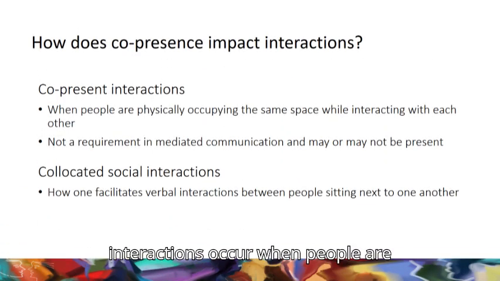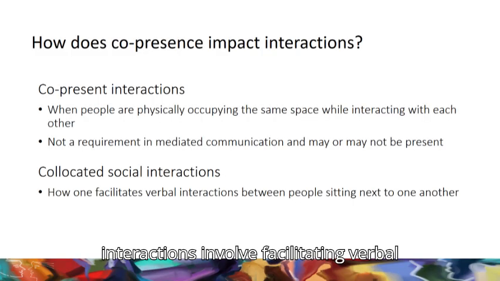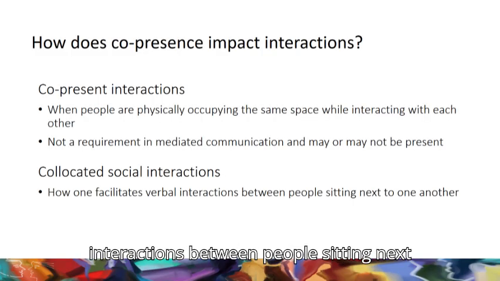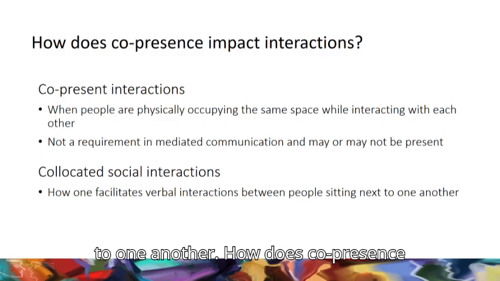Co-present interactions occur when people are physically together while interacting. This is not required in mediated communication. Collocated social interactions involve facilitating verbal interactions between people sitting next to one another. How does co-presence impact interactions?